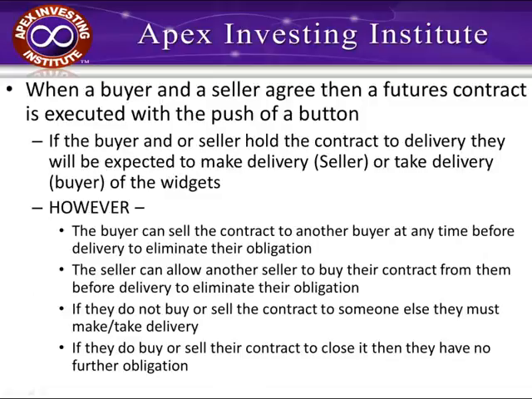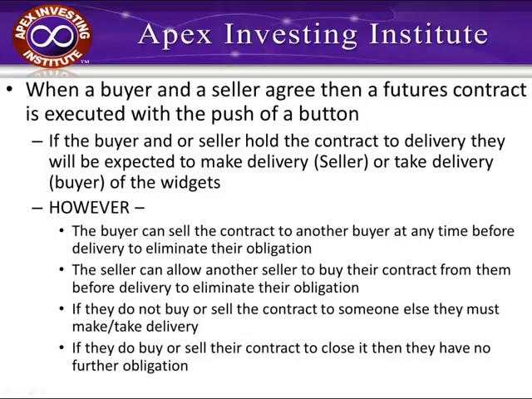Okay? Well, when a buyer and seller agree to the price on a futures contract, then they can literally come to that agreement, and all they have to do is hit a button. Boom, done. Okay? We've now made a contract. All right? The buyer and seller hold the contract, and they'll be expected to make or take delivery of the widgets.